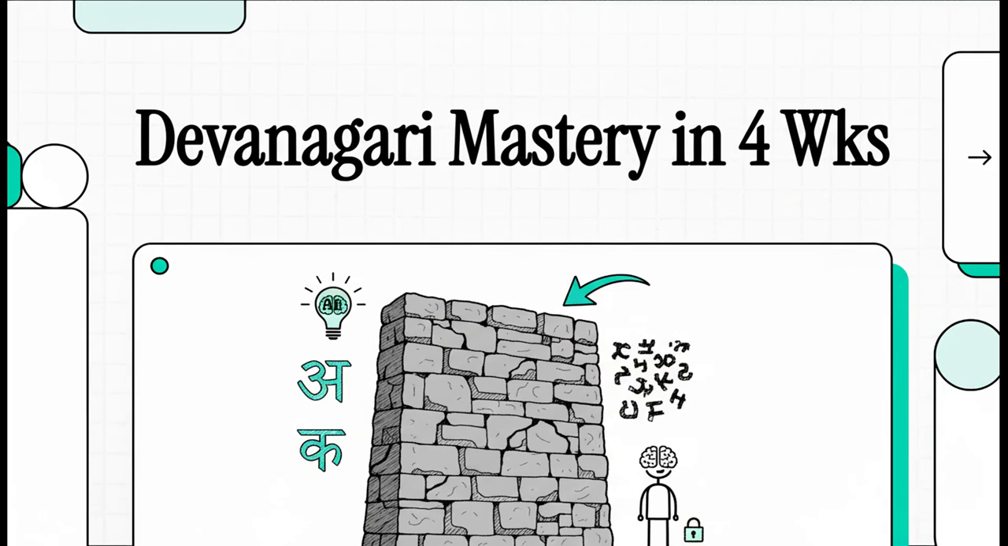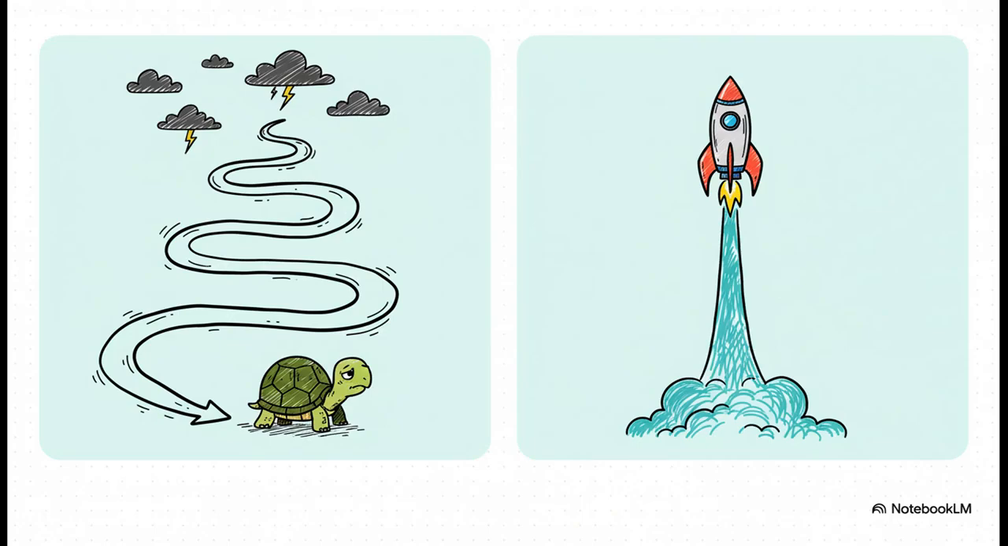So you've probably picked up a few Hindi phrases, maybe you even understand some of the grammar, but then the second you see something written down, it all just looks like a secret code, right? That is the Devanagari barrier. And honestly, for most learners, it's the single biggest wall between them and actually getting fluent. So, how do we break through it?